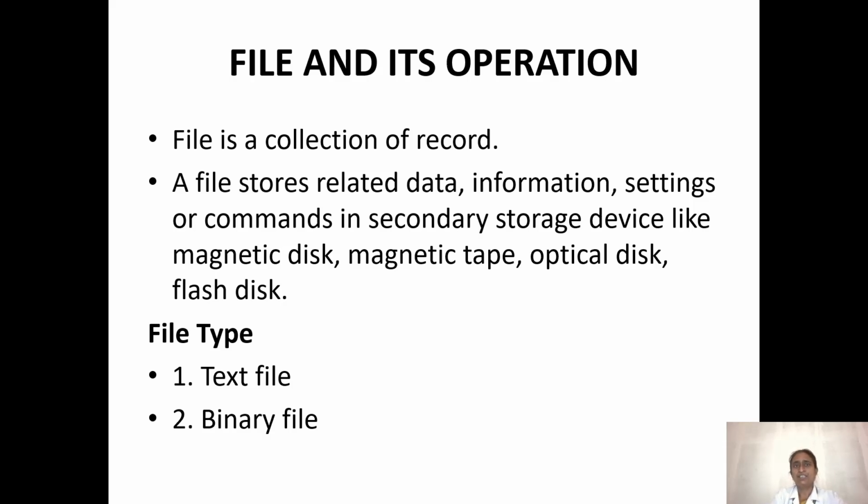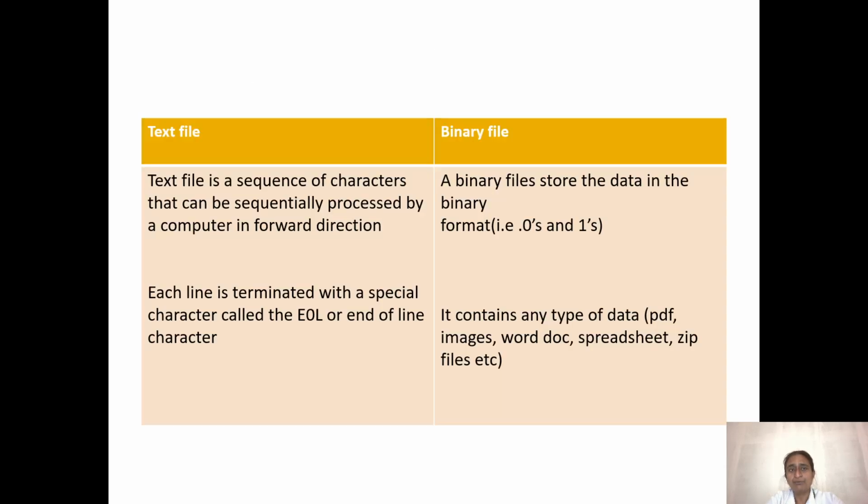What is a file? A file is a collection of records. The file stores the related data, information, settings or commands in a secondary storage device like a magnetic disk, magnetic tape, optical disk, flash disk. The file types are divided into two: text file and binary file.